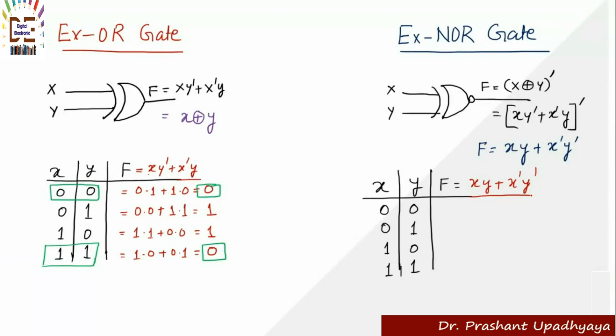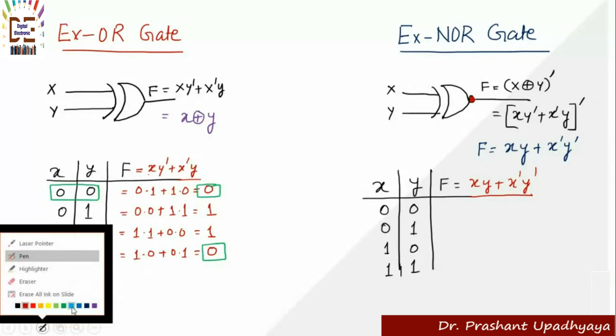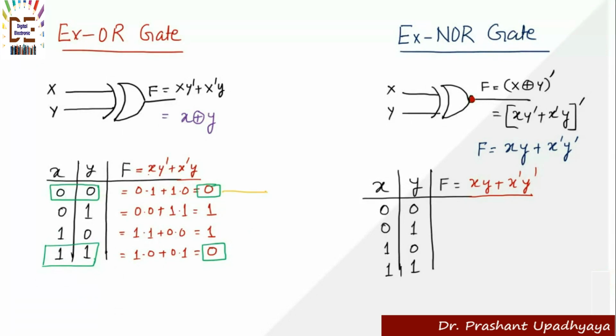Okay, so without writing the expression, to find the value for X and Y, what I can do is this: I know that this bubble is present here, so what is it going to do? Whatever output I'm getting from this XOR gate, it is going to invert it. So what output was I getting at this point? I was getting 0, so instead of 0, it will give you 1.